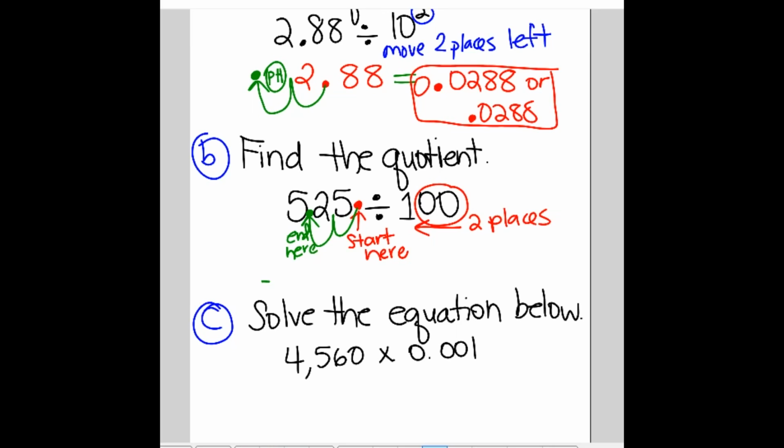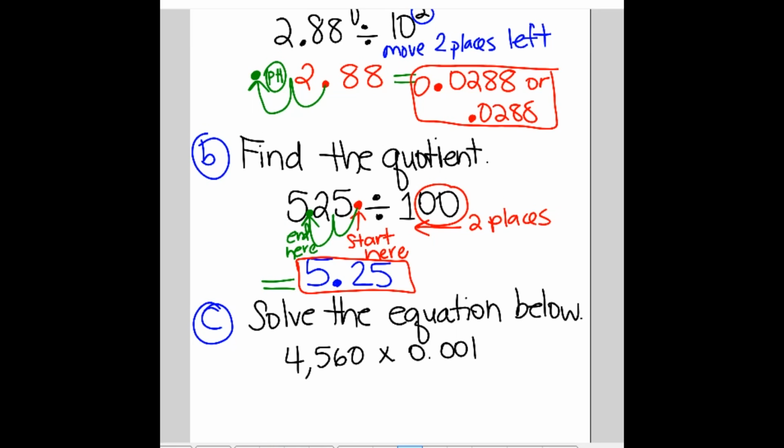So now what does that number look like? It looks like 5 decimal 2 5, because that decimal where we started is not going to be there anymore. And that's our answer. That one was pretty simple. You just had to know where to start so that you can move your decimal where it needed to end up.